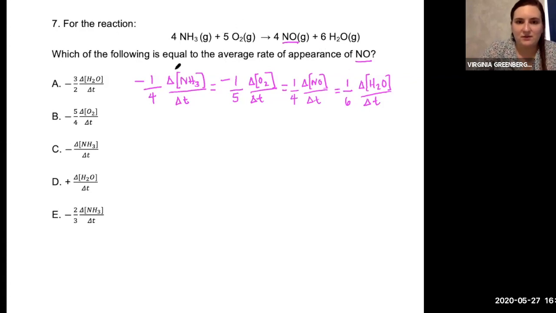So now we have this long equivalence relating all of the different things together. And what we are interested in, of course, is the term for NO. And so what we're really trying to find here is just the delta NO over delta T.